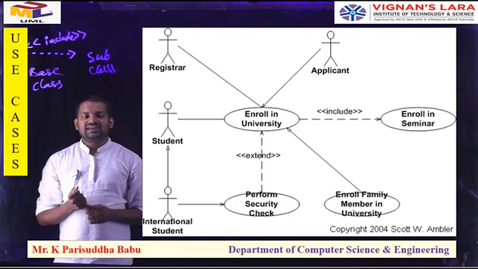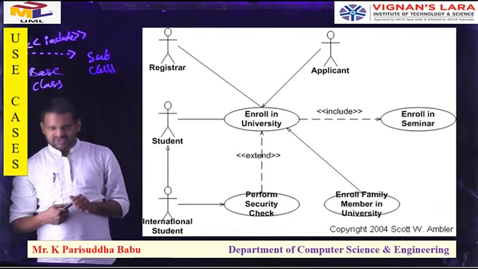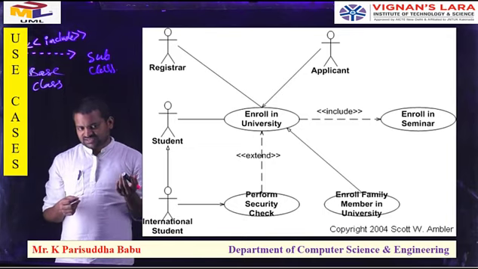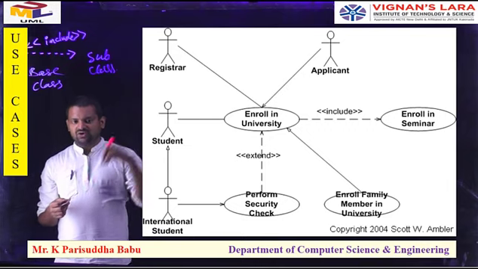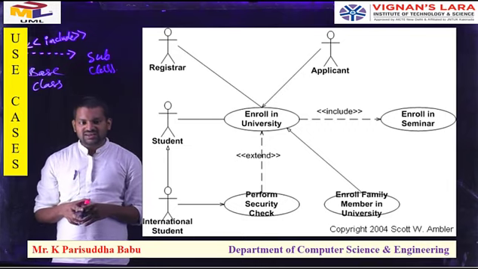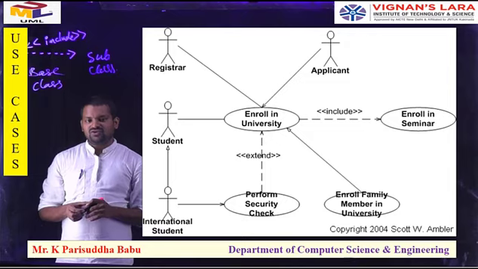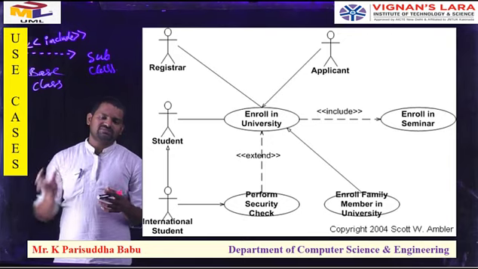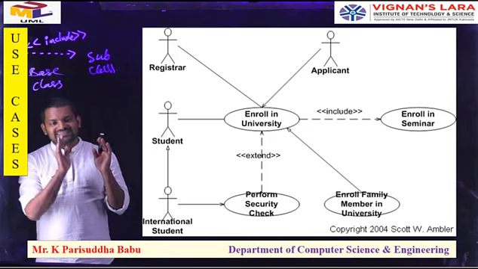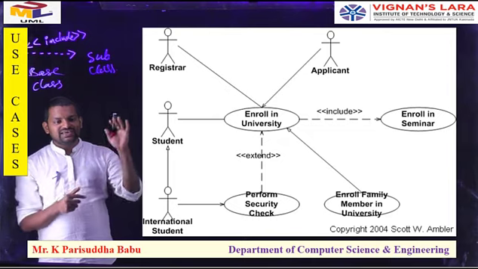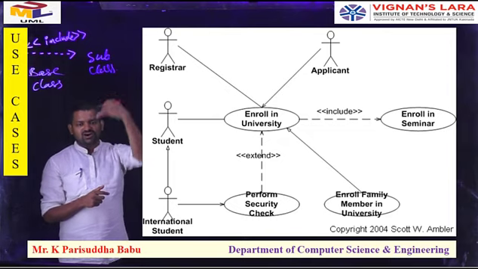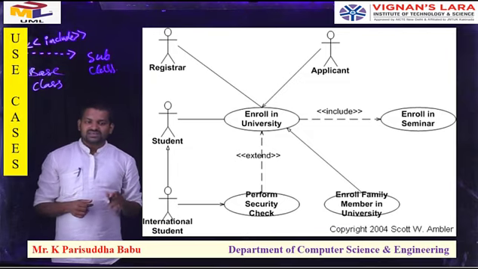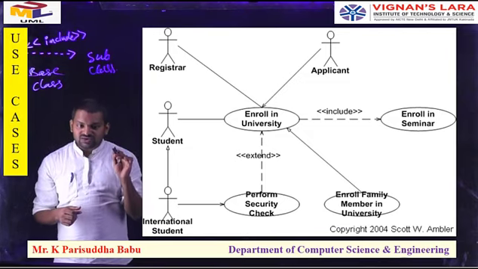See here, enroll in university is one use case. In this enroll in university, the applicant can be enrolled. Here, enroll in seminar. All seminars may include someone, or some other persons may be included. That is the relationship we are using here. Enrollment in seminar is required for all enrollment in the enroll in university use case. So perform security check.